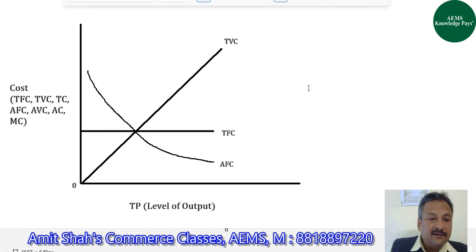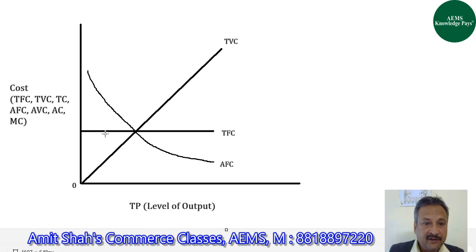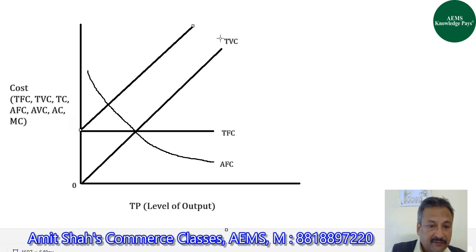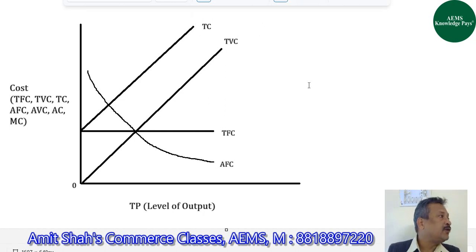Now we are left with AVC, AC, and TC also. This is TC, which starts from the origin point of TFC and has upward trend. TC is always higher than TVC. Why? They both have upward trend, but why is it more than TVC? Because it also has component of TFC, means fixed cost other than variable cost.